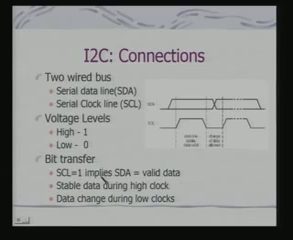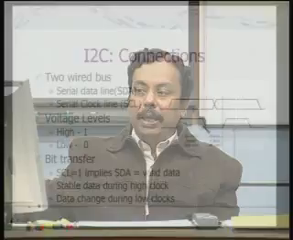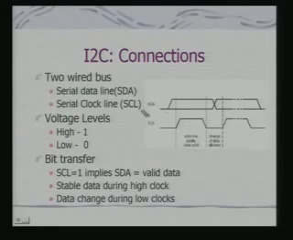So the data needs to remain valid during the high clock, and the data changes during low clocks. So the transition would take place during low clock. The change of the data is allowed when the clock is low. And this clock is therefore controlling whatever bus transactions take place on the I2C bus.